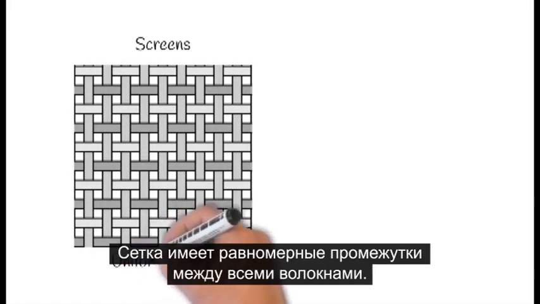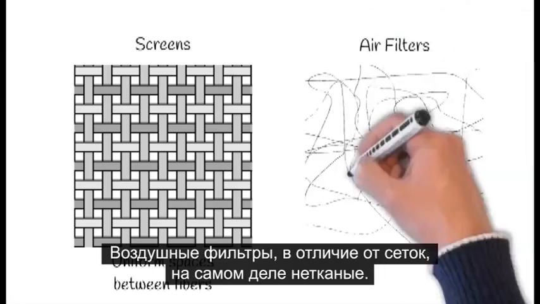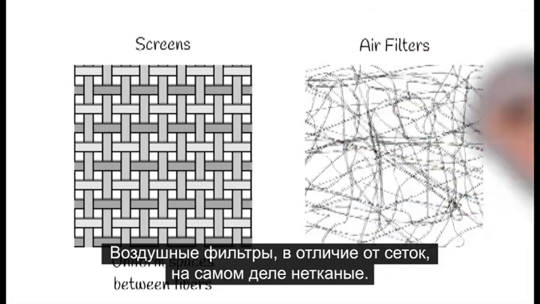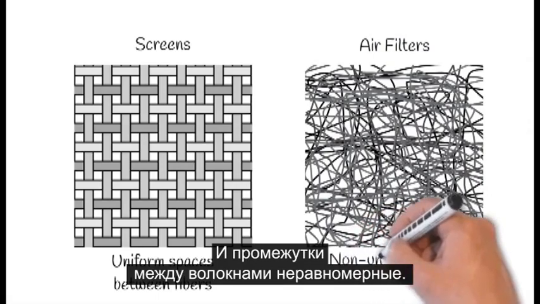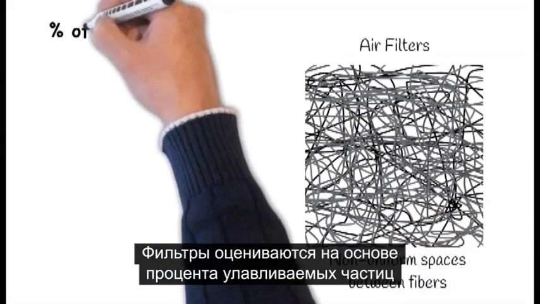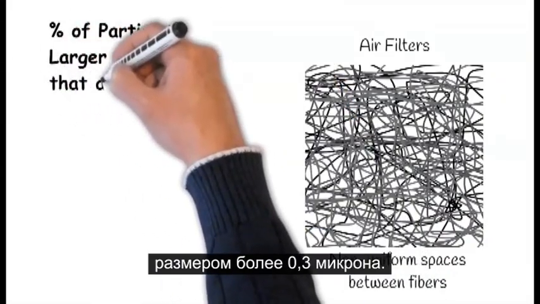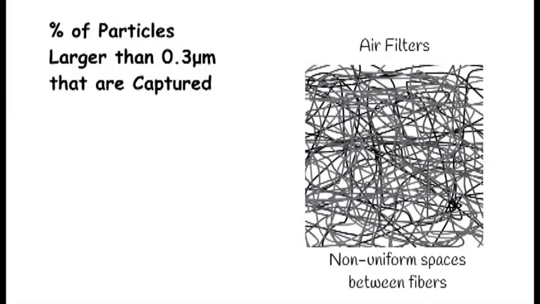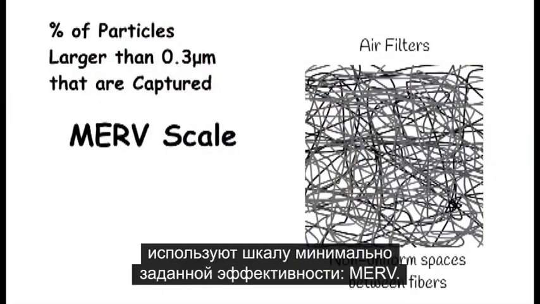With a screen, you've got uniform spaces between all of the fibers. Air filters, different from screens, are actually non-woven, and so the spaces between the fibers are not uniform. Filters are rated based upon the percentage of particles larger than 0.3 microns that are captured. Filters used in HVAC systems use what's called the MERV scale.